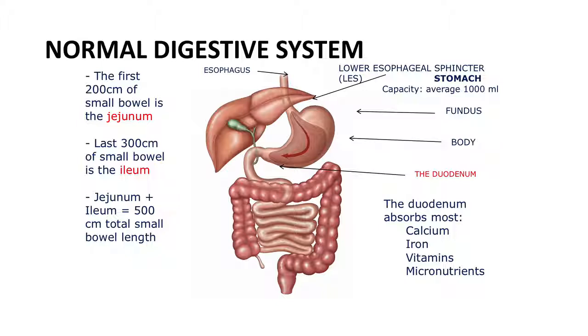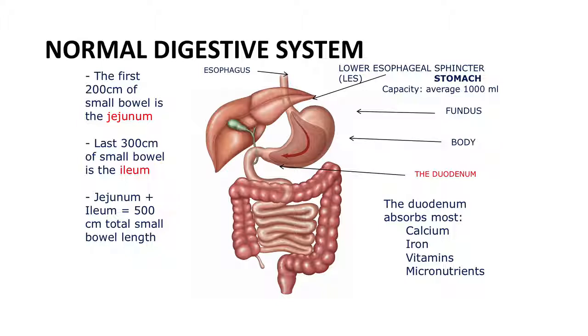This is your esophagus. It goes into your stomach. The stomach has a capacity of 1,000 cc's or 1 liter, and it can stretch a little bit more if you are very hungry. Then it goes into the small intestine. The first portion of the small intestine is called the duodenum. The duodenum has a special function. It's where most of the calcium, iron, vitamins, and micronutrients get absorbed. So any operation that bypasses the duodenum will require that you supplement yourself with these elements for life.